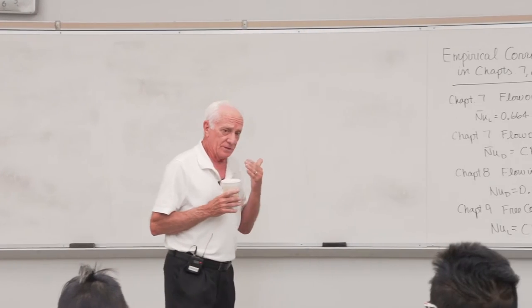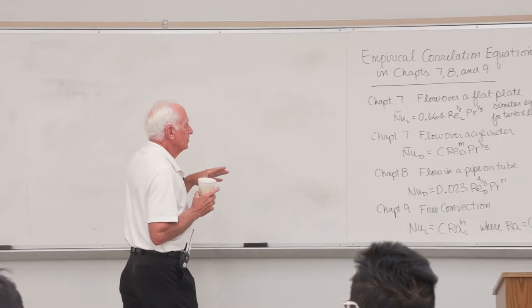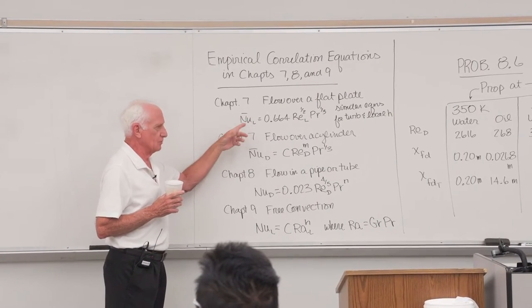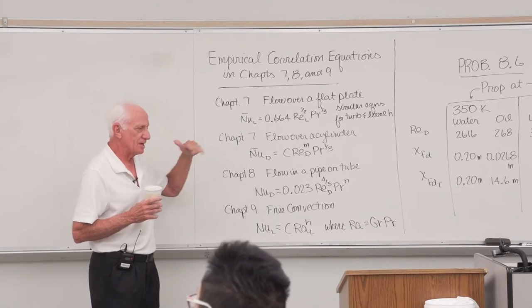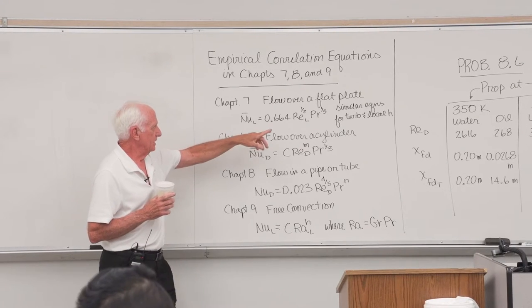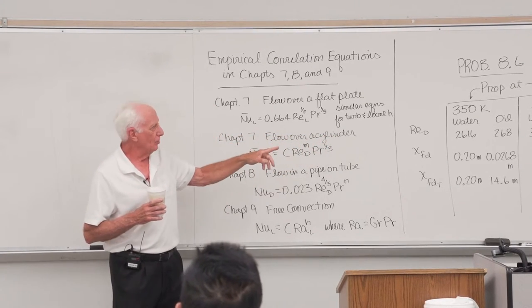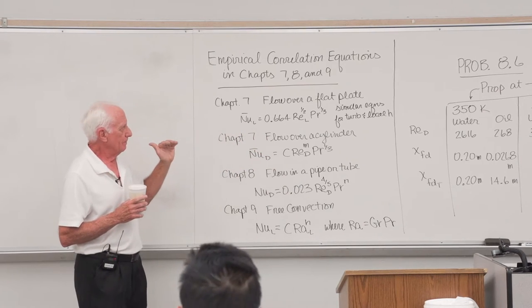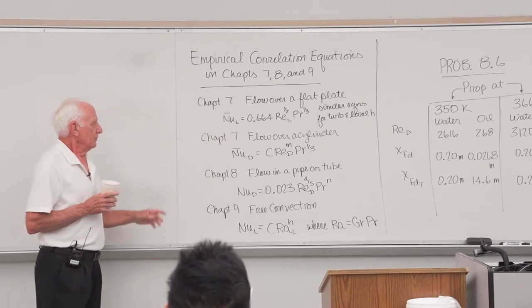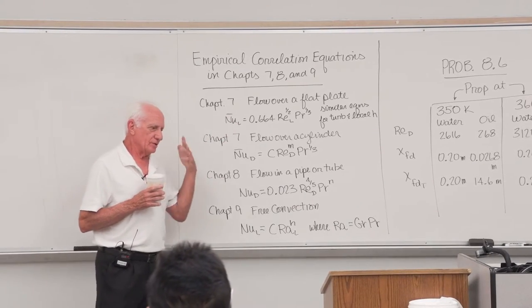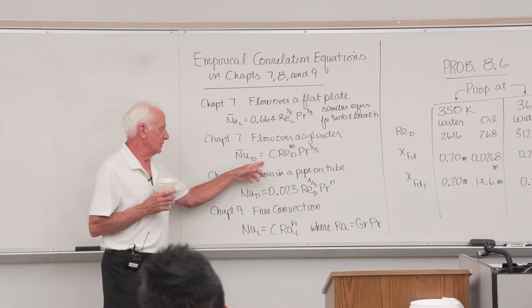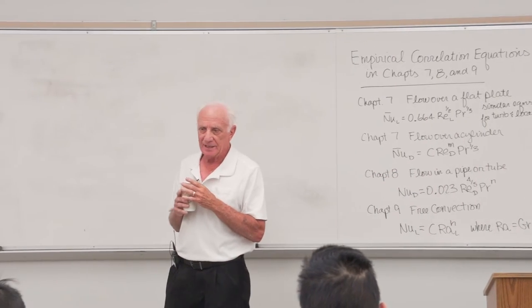So the Nusselt number, of course, has h built into it. In chapter 7, flow over a flat plate, this is just one equation. There are several in that chapter, but I just put one down to show you its form. There are different equations for turbulent flow, for local h. This is for average h, but they are very similar to this equation. The last part of chapter 7, flow over a cylinder on the outside of a pipe or a tube. Here's the correlation equation, where the constants C and m come from a table.